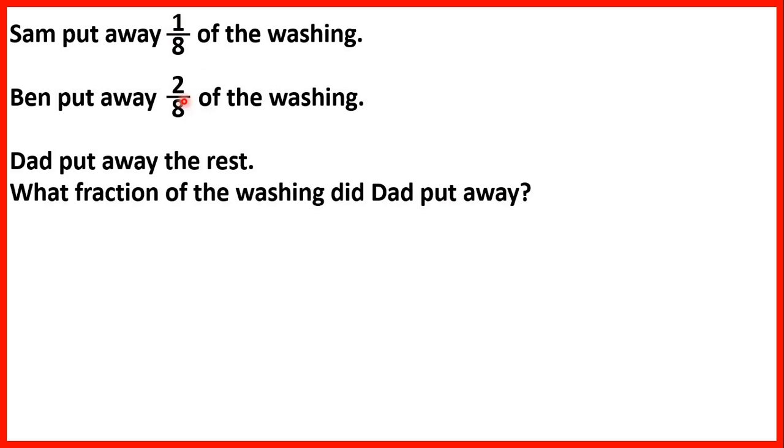So 1/8 and 2/8 makes 3/8 altogether. So we need another 5/8 to make one whole. So that means that Dad put away 5/8 of the washing.